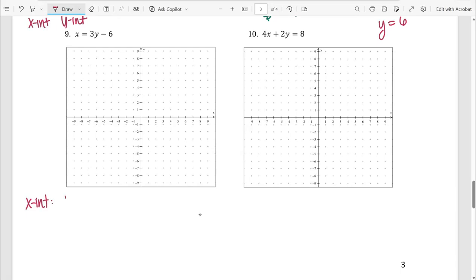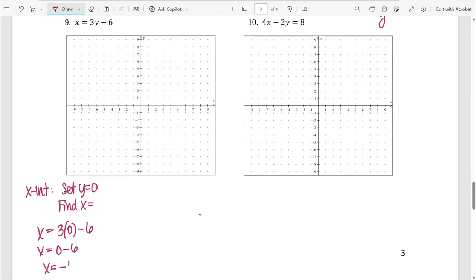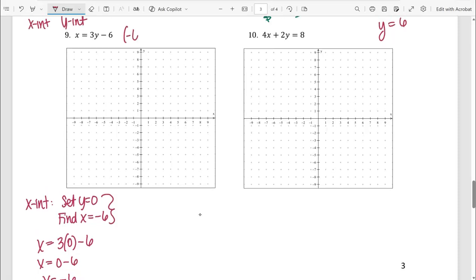So for my x-intercept, that's when I set y equals 0, and I find an x value to go with it. So I leave x alone. x equals 3y minus 6, so 3 times 0 minus 6. But 3 times 0 is 0, and 0 minus 6 is negative 6. So that creates an ordered pair, negative 6 for x, 0 for y, a single point on the graph.